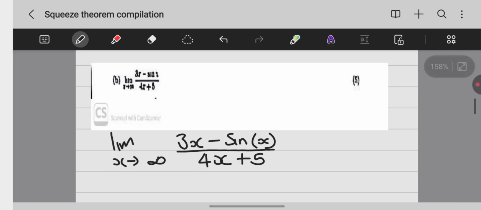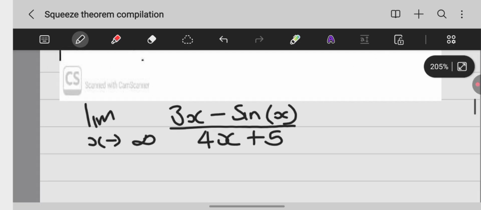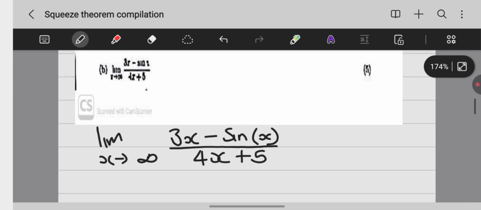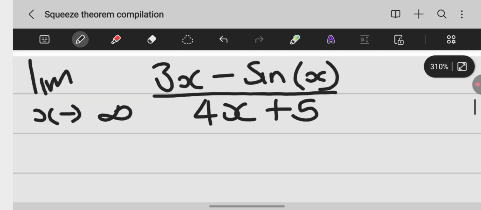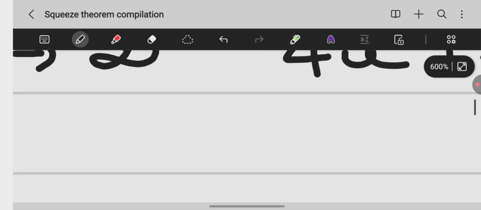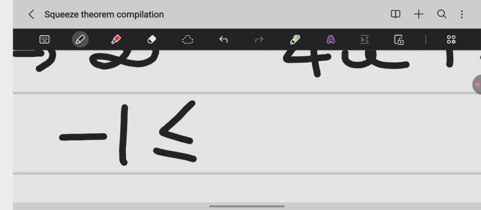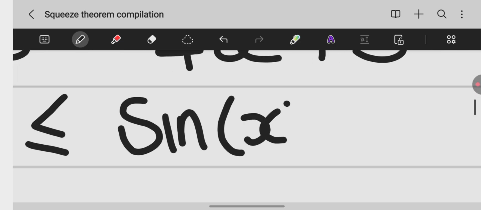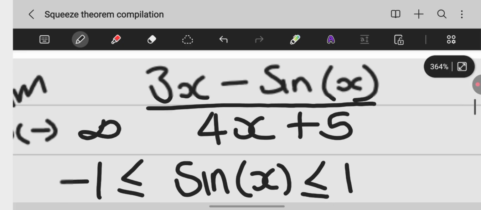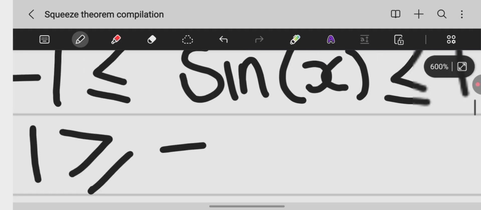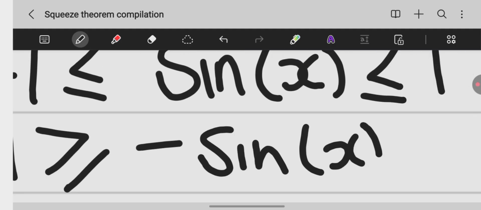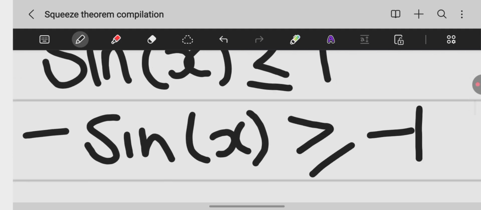Okay, let's do this limit with, I think it's 5 marks, and I just wrote it down to make it easier. So I think we're supposed to use squeeze theorem. Because we have only sine here, this would be -1 ≤ sine x ≤ 1, and we're multiplying it by a negative, so you would have 1 here, these change, and you would have -sine x. This does make sense, right?